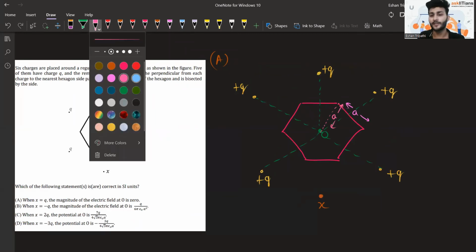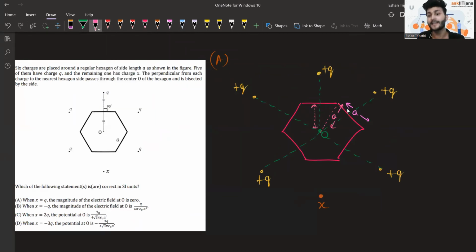So then you can also imagine that this is going to be A sine 60 degree length. This length, let me call it L. L comes out to be A sine 60 degree. That is root 3 by 2. But this is not the distance that we were supposed to find. We were supposed to find the total distance between charge and this, which will be double of it because it's given that it is equal in the question.